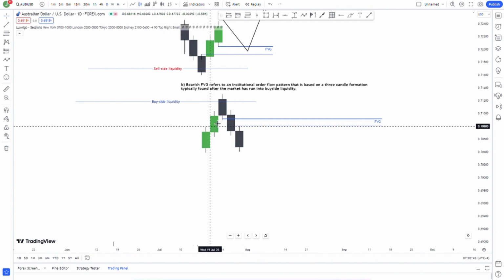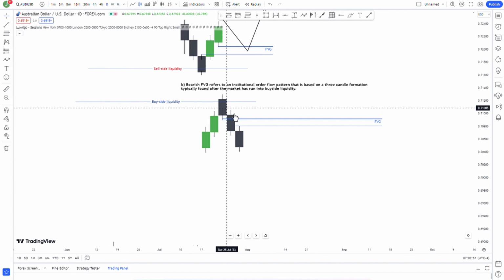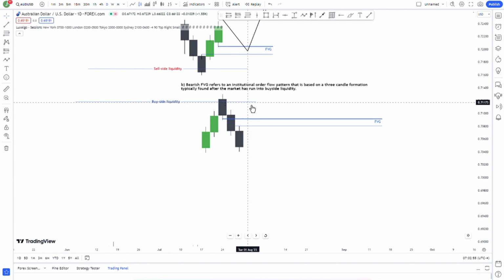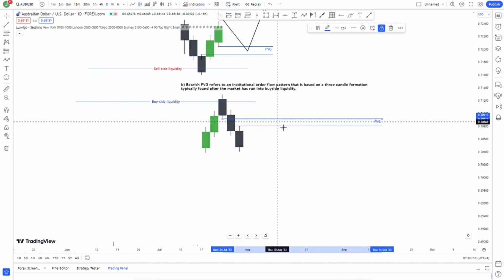Now when the market trades into the buy-side liquidity, we will look at 3 candlesticks. In this illustration, this would be our first candlestick, this would be our second candlestick, and this would be our third candlestick. Now between the low of the first candlestick's wick and the high of the third candlestick's wick, if there is a gap between those two particular levels, that gap would then be referred to as a fair value gap.